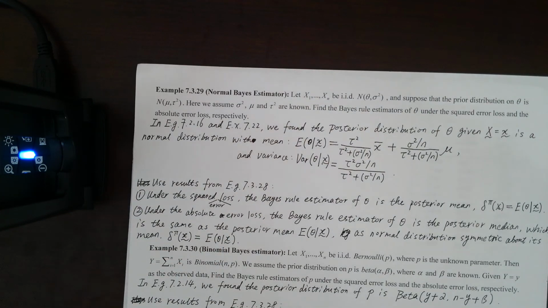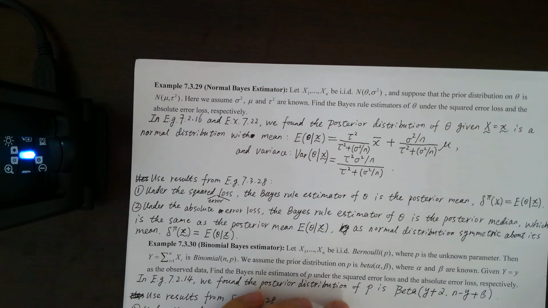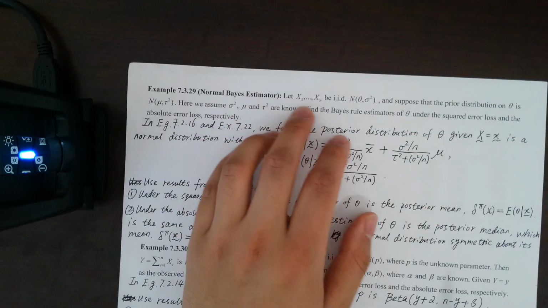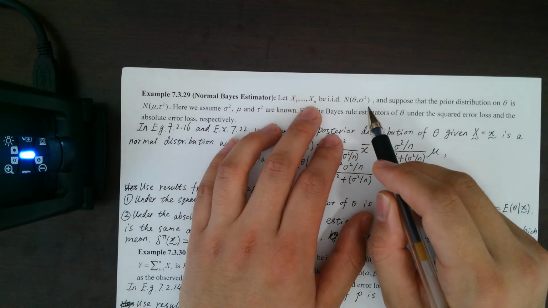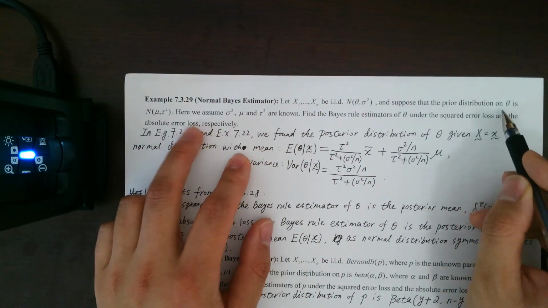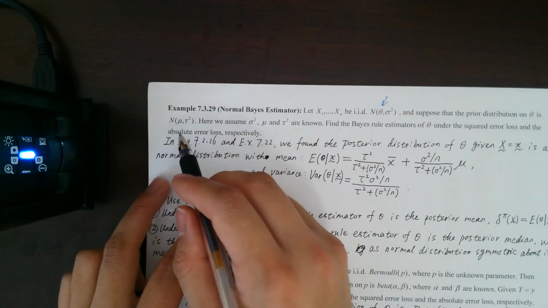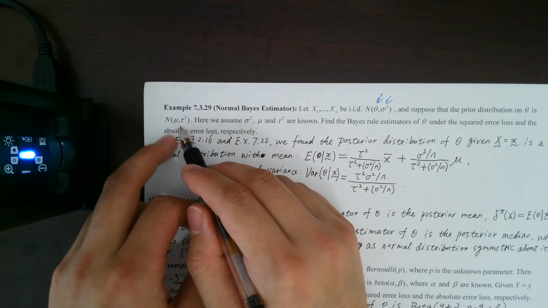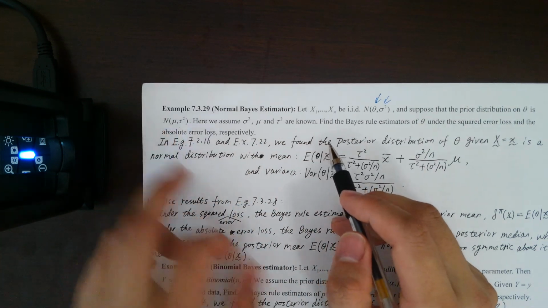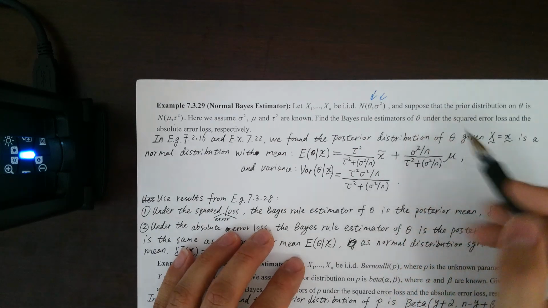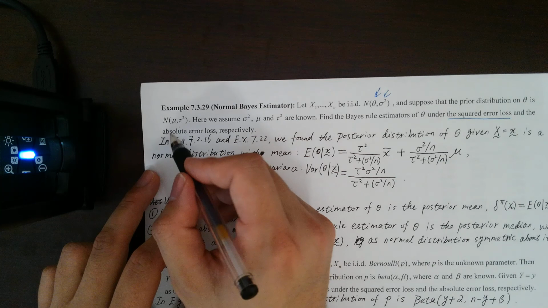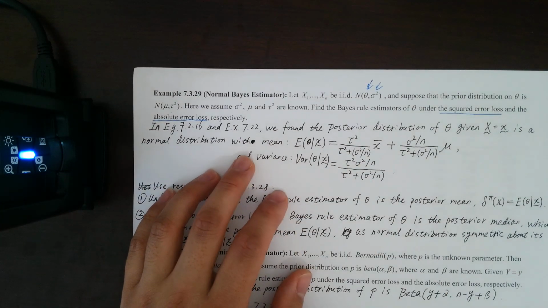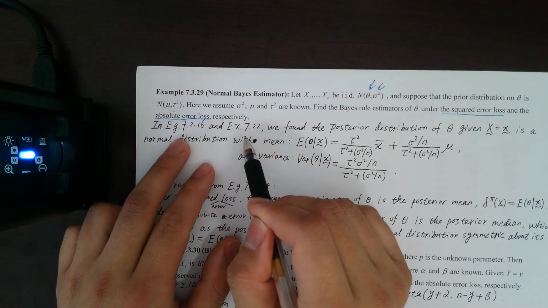Now let's look at another two examples using these results. The first one is the normal Bayes rule estimator. Here our data is from the normal distribution, and we suppose the prior distribution on theta is also a normal distribution. We assume sigma squared and the two hyperparameters mu and tau are known. We want to find the Bayes rule estimator of theta under the squared error loss and also under the absolute error loss, respectively.